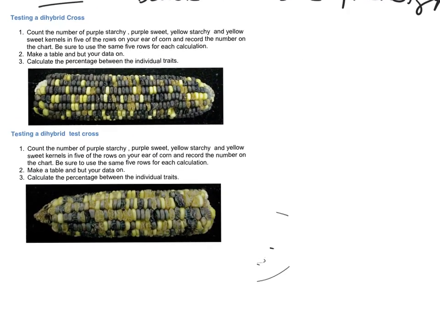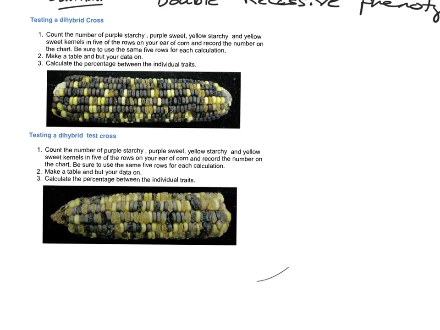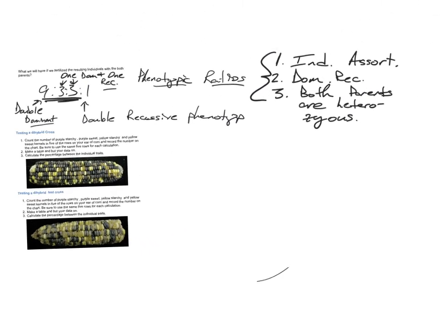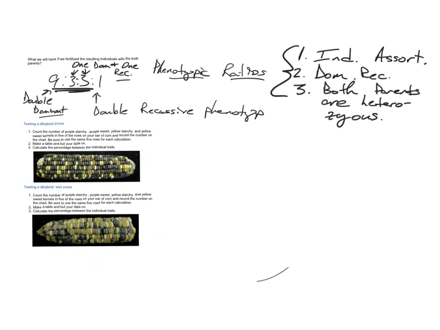So count the number of purple starchy, purple sweet, yellow starchy, yellow sweet kernels in 5 on the let me see. Can you go back to the thing? Here? Yeah, just working on.